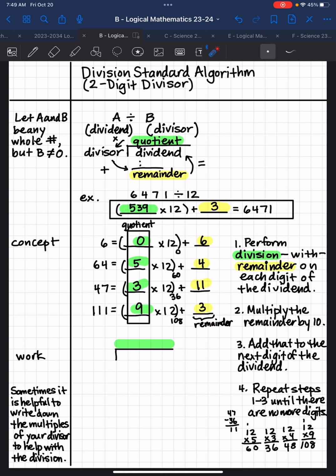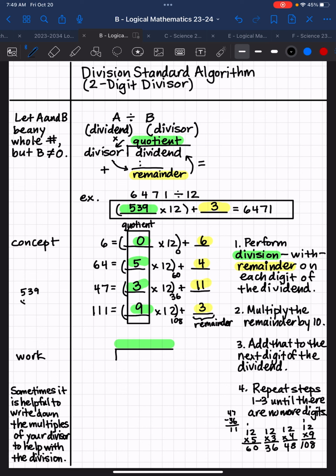Okay, so if I were to do the multiplication, if I were to multiply 539 by 12 and then add 3 to that, that will equal 6,471. And you can check to see that this is your correct answer by literally multiplying 539 times 12 off to the side if you'd like, and then adding 3 to it, and you'll see that it equals 6,471. Let me just verify that that is what it is.